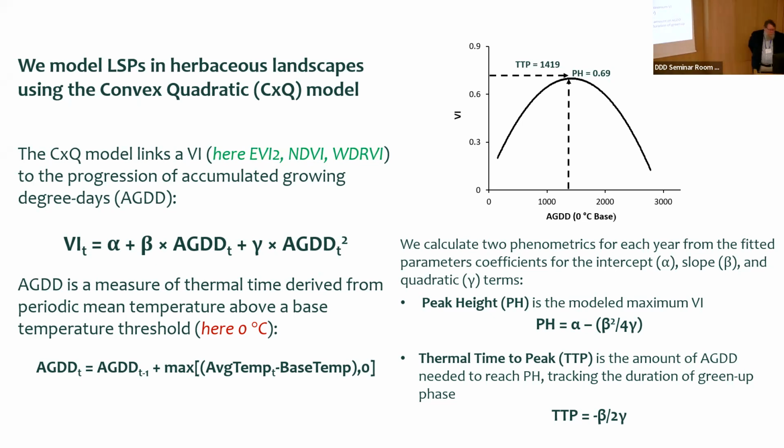We model this as a quadratic function. The reason for that, rather than more complex fits that we might see people doing in calendar time, is that this very simple curve we can solve analytically for two robust phenometrics, the peak height and the thermal time to peak, using the fitted parameter coefficients for each pixel time series.